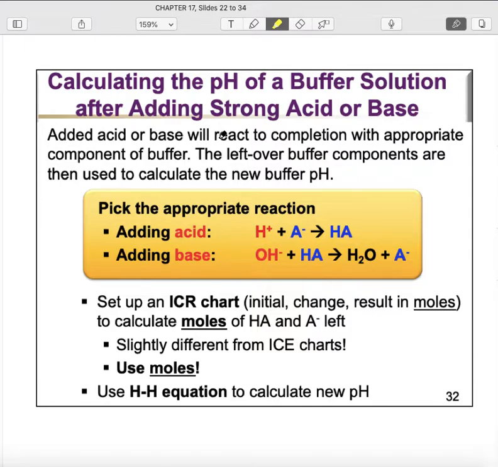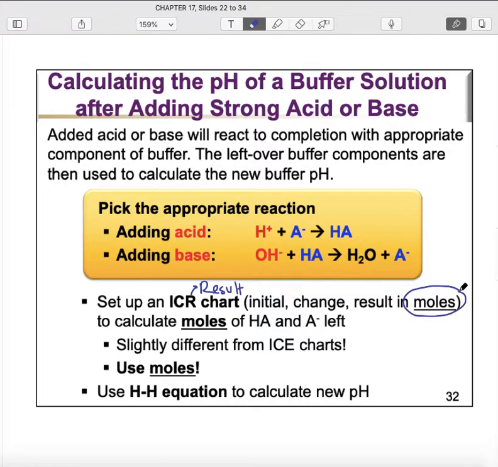So what we're going to do is write an equation for the neutralization of the added acid or added base with the buffer component that it would react with. And once we have that equation, we're going to set up what is known as an ICR chart, which is initial, change, and result, in order to calculate the number of moles of the buffer components that are left. Now, R again stands for results, and the main difference between an ICR chart and an ICE chart is that we're going to be utilizing moles, not molarities.